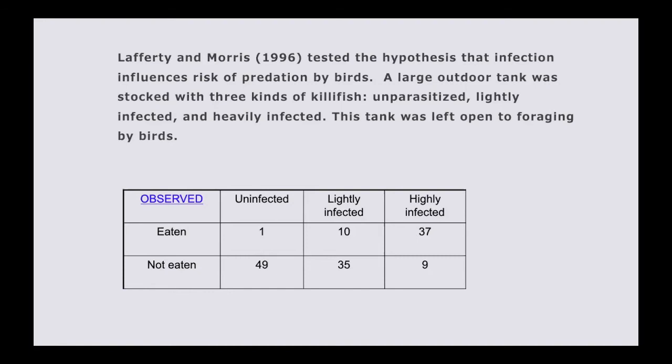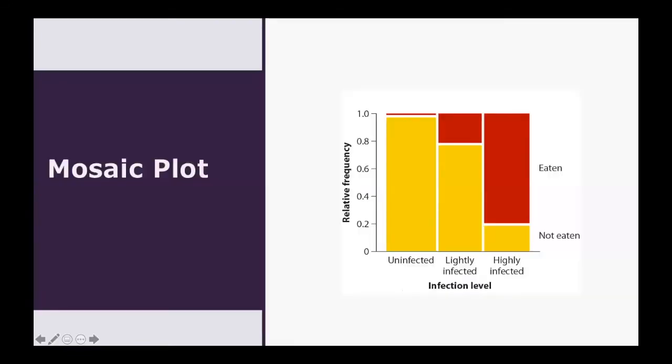And this is what the data look like. You can see that there were a total of 50 uninfected fish, of which only 1 was eaten. There were 45 lightly infected fish, and 10 of the 45 lightly infected fish were eaten. And in total, there were 46 highly infected fish, and 37 of those 46 highly infected fish were eaten by birds in this experiment. Now, here's what the data look like shown as a mosaic plot.